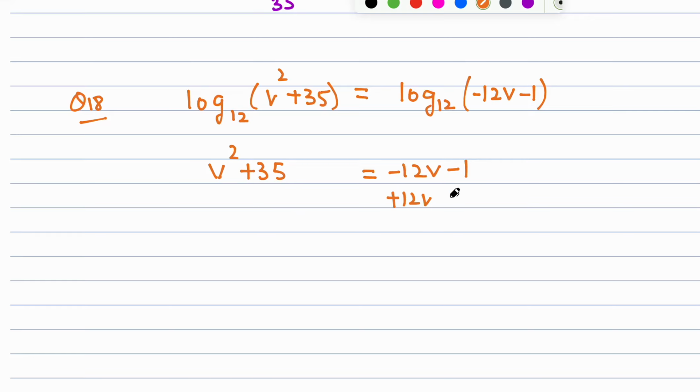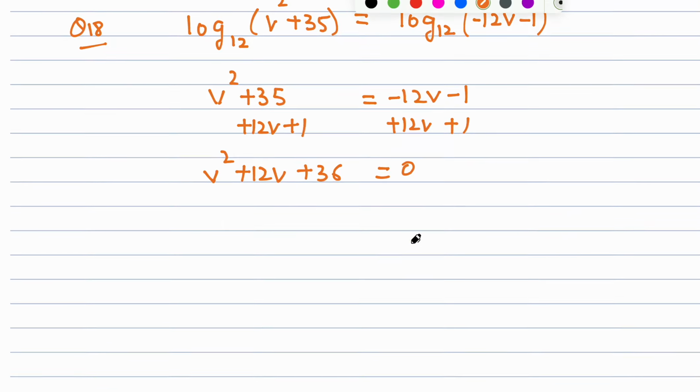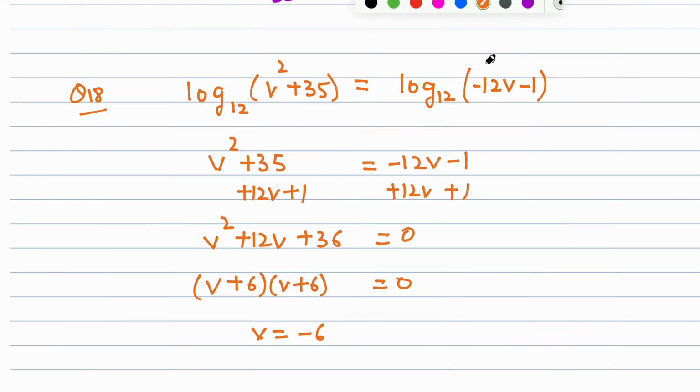Adding 12v and 1 on both sides, this equation will be v squared plus 12v plus 36 is equal to 0. Now let's factorize it. Just apply the AC method. That will be (v plus 6)(v plus 6) is equal to 0. So v is equal to -6. We have only one value, and let's recheck. If I put -6 here, yes, this will give me a positive value. So v is equal to -6 is the answer.